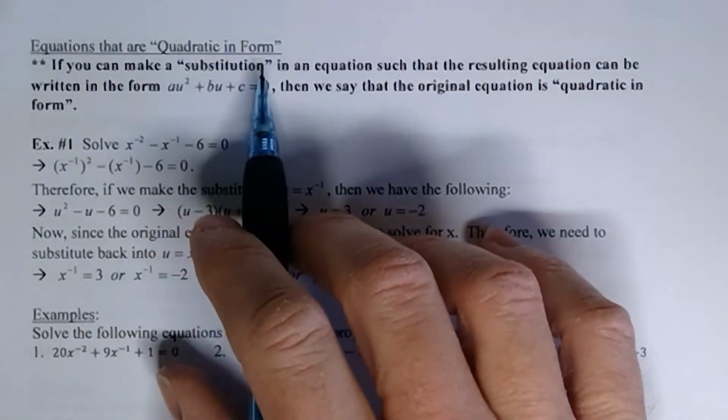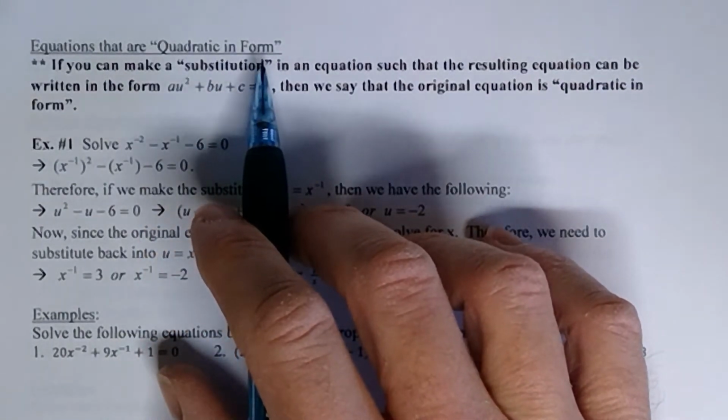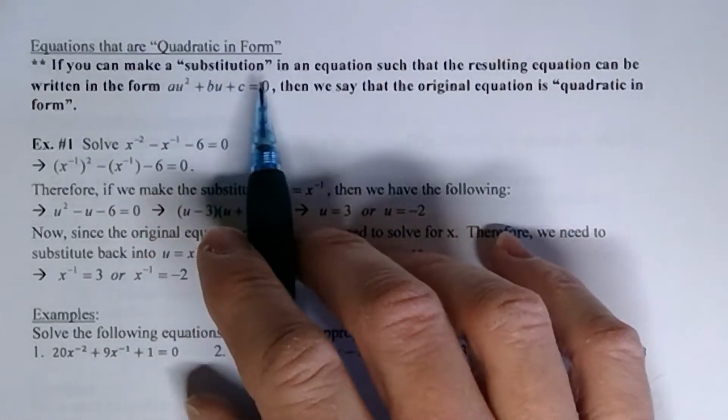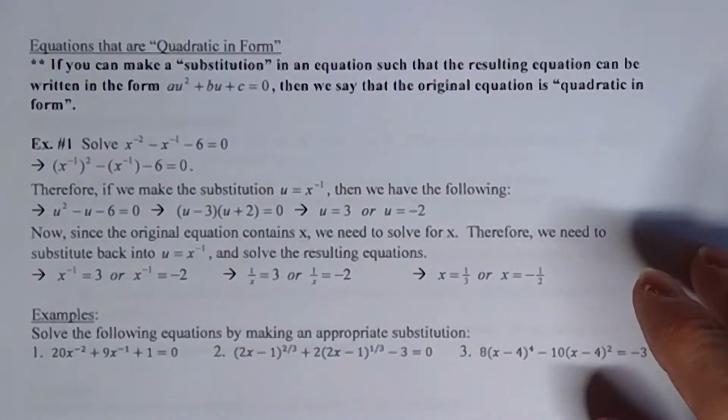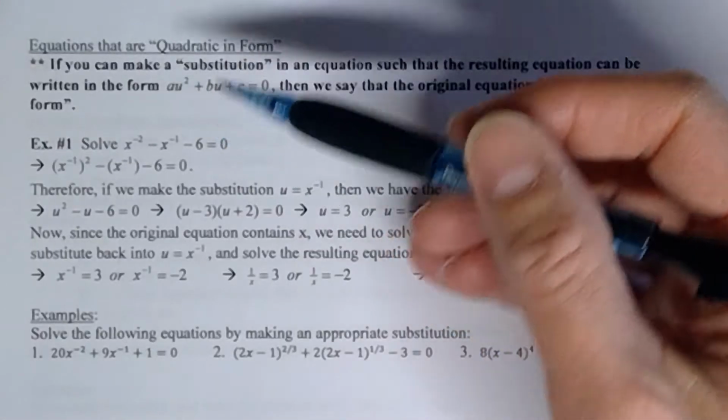Mr. Wakefield here, looking at the third and final part of section 1.6, and we have these equations here that are called quadratic in form. That means that they are not officially quadratic, but we can transform them through this thing called a substitution to make them look like they're quadratic. Let's go ahead and take a look at this first example here.